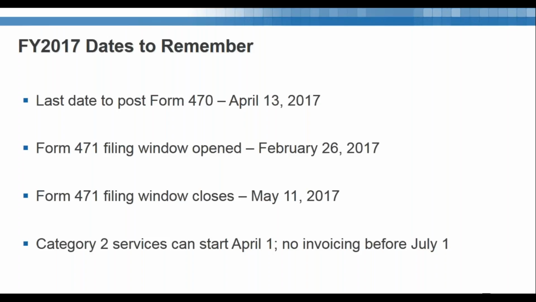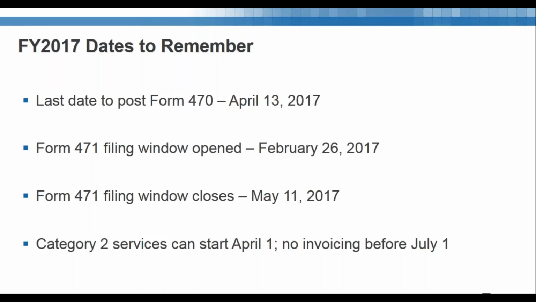I imagine by now most of them are in, but there's still an opportunity through April 13th for them to submit those. The filing window for Form 471, which is the actual application for funding, opened on February 26th of this year and closes May 11th. Sometimes they'll extend that date, depending on if there are any issues with the program and people are having problems. But for now, the date is set at May 11th at midnight. That window will close.